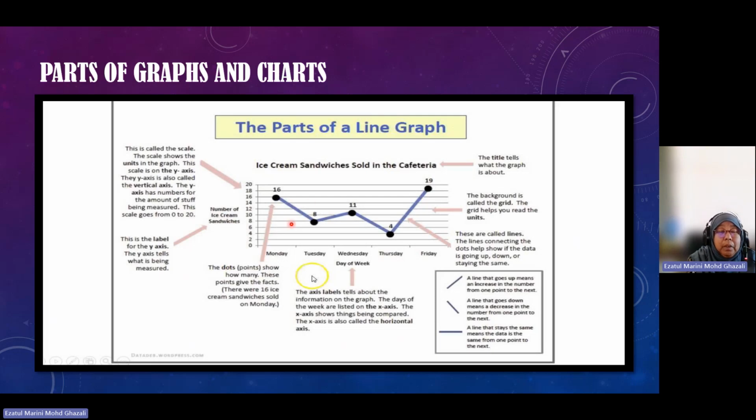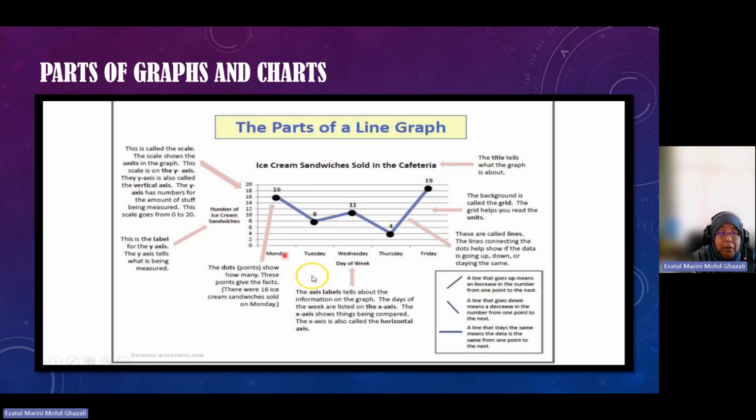Okay. Here, we are going to have a look at the parts of a line graph. Okay. The first thing that you need to look at when you are looking at graphs and charts is the title of the graph. Okay, if you look at this particular line graph, the title is ice cream sandwiches sold in the cafeteria. And then the title will tell you what the graph is about. Okay, right? Then have a look at the x-axis and also the y-axis.